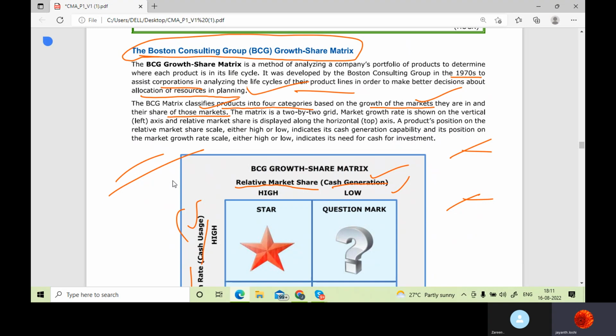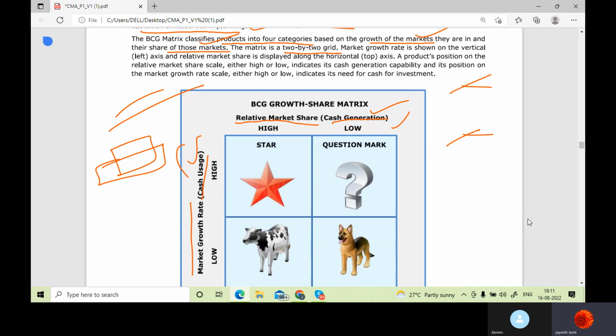Okay, let's say the Indian market. Like how it is growing, by what rate, and how much chunk of the Indian market you have. That's what this BCG matrix is all about. The matrix is a 2 by 2 grid. Okay, we can see the matrix right now.